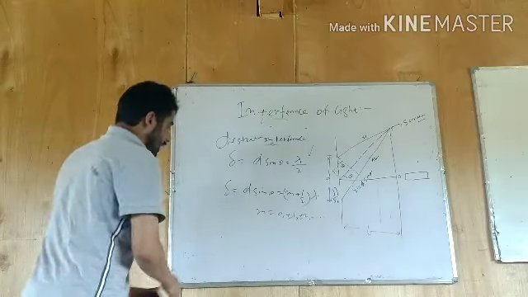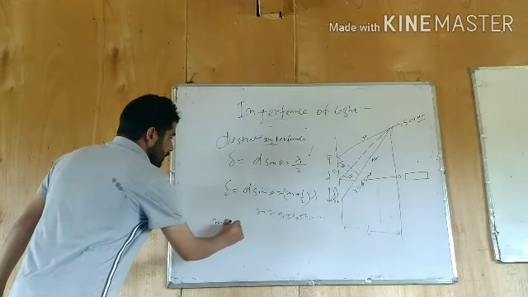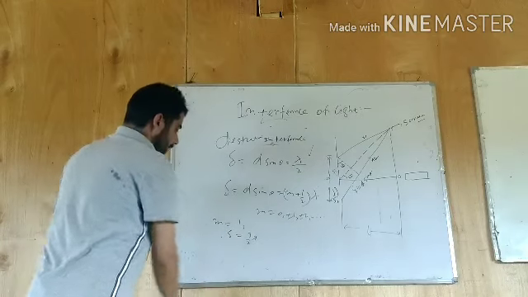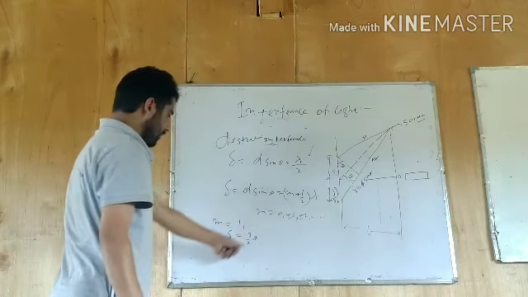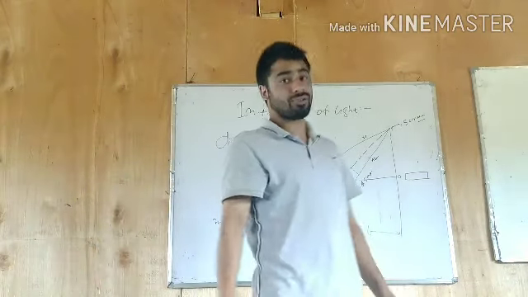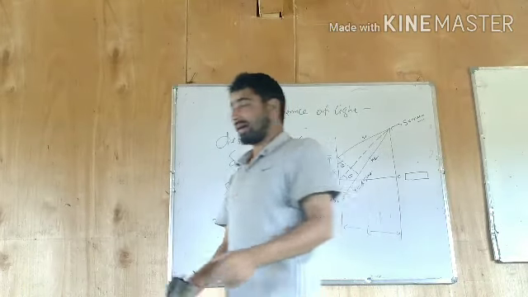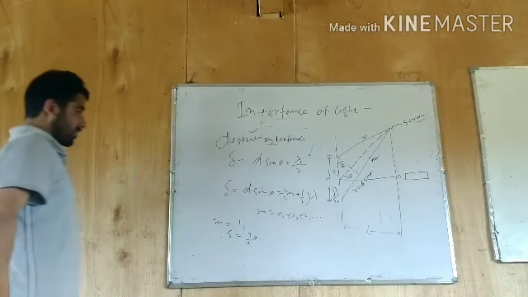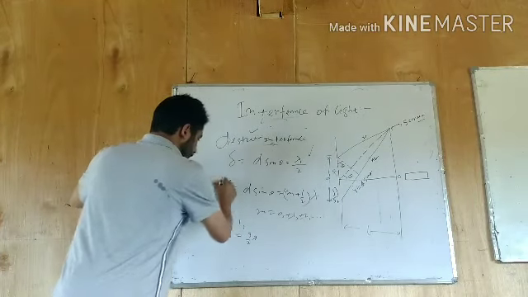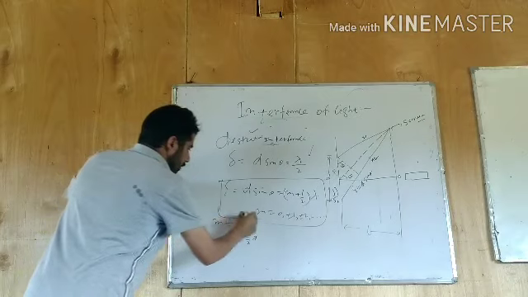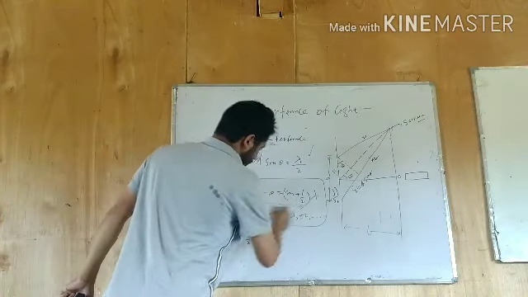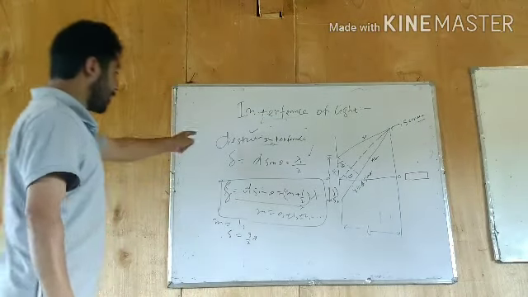If m is, suppose, 1, this delta will be 3 by 2 of lambda. If we utilize the same story here once again, we will again get the condition for the destructive interference. It's a good exercise. So here we will again get the condition meant for the destructive interference.